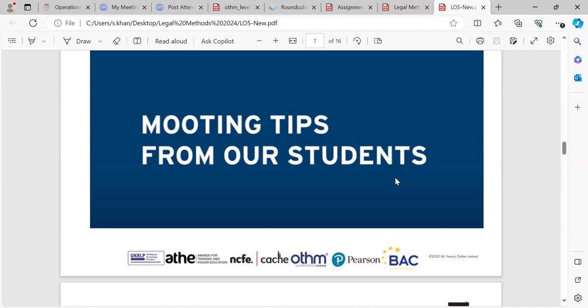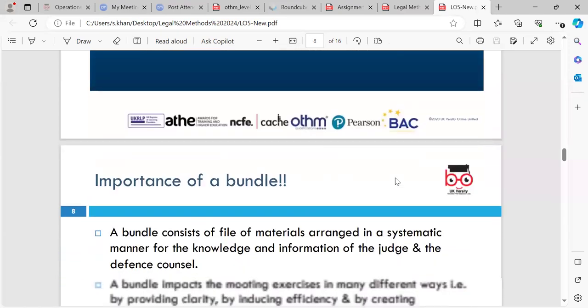Outline the facts of the case, make sure you understand your submissions, make sure you are able to handle questions and suggestions, and prepare for your questions. And also, the most important thing is think before you speak. Responding to questions, citing cases, these are really important tips.